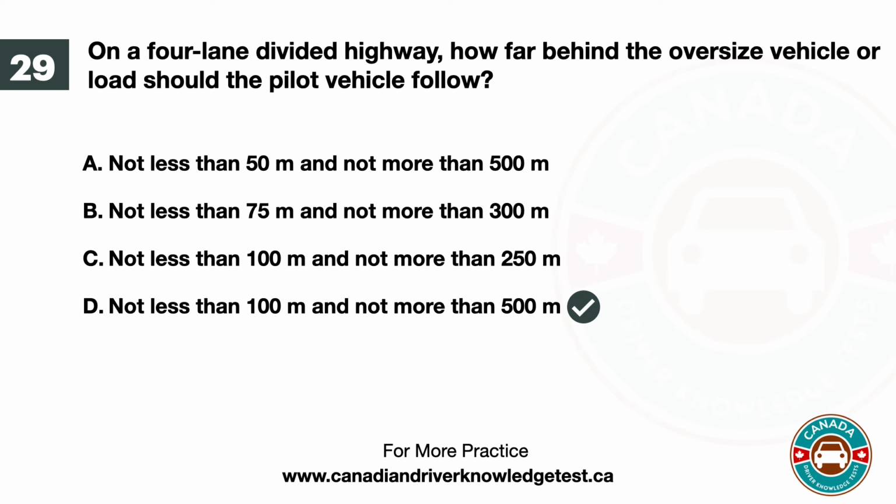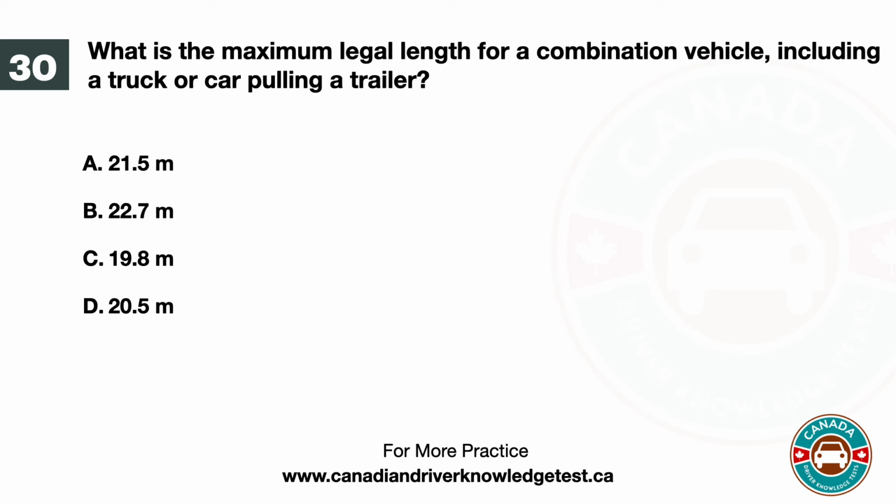Question 30. What is the maximum legal length for a combination vehicle, including a truck or car pulling a trailer? A. 21.5 m. B. 22.7 m. C. 19.8 m. D. 20.5 m. The answer is A. 21.5 m.